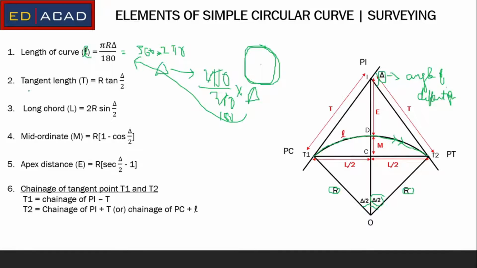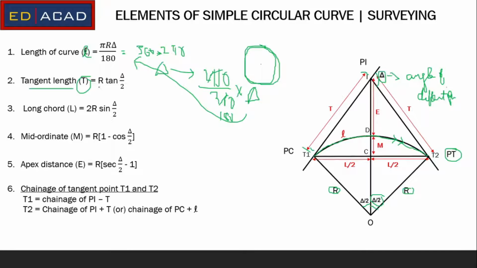Let's move on to tangent length, which is denoted by t. You can see here it's shown as t, the length from here to here, or we can say the length between the point of curvature and the point of intersection, or the length between the point of intersection and the point of tangency. We get this formula as r tan delta by 2.